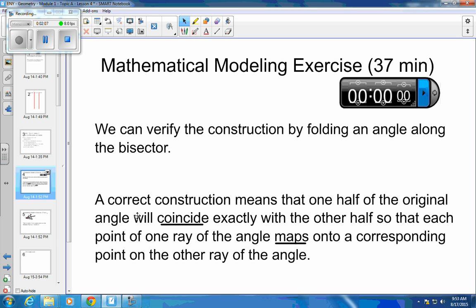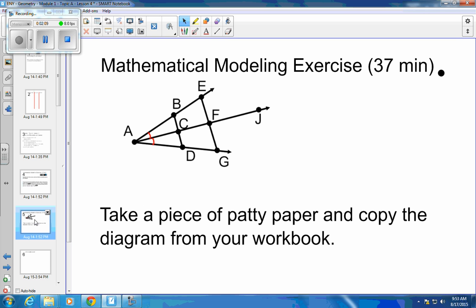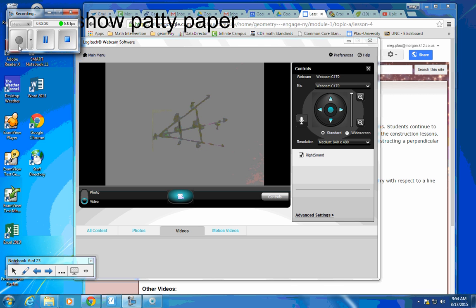So let me give you a brief demonstration of that. You're going to take this picture at the bottom of your workbook and you're going to copy it onto patty paper. So take a moment, pause the video, and get that copied onto patty paper. Okay, so your patty paper should look something like the one I've got right here. This is point A, point B, point F, C, E, and J, and D, and G.